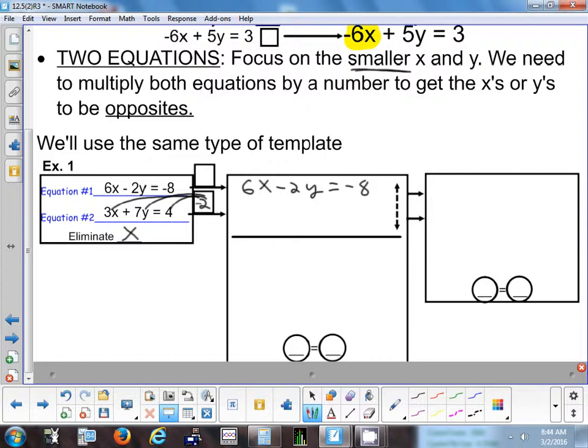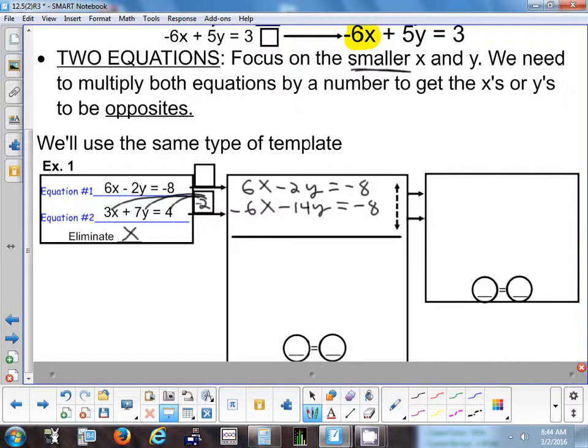All right, Corey, what's 3x times negative 2? Negative 6x. Good. Logan, what's negative 2 times 7y? Negative 14y. Good. And lastly, negative 2 times 4 is negative 8.